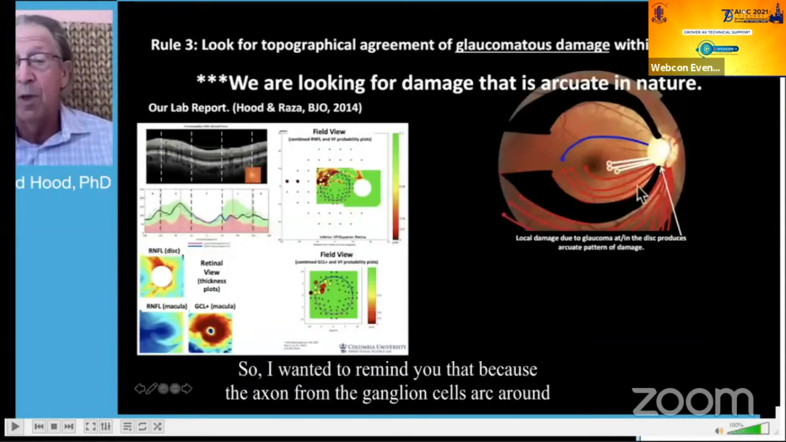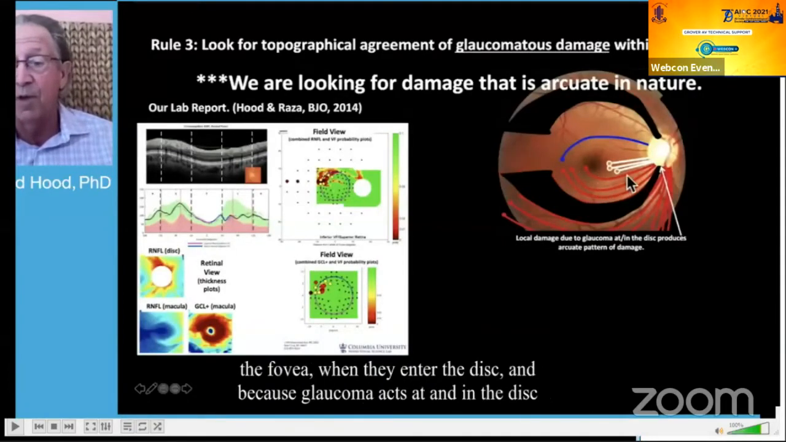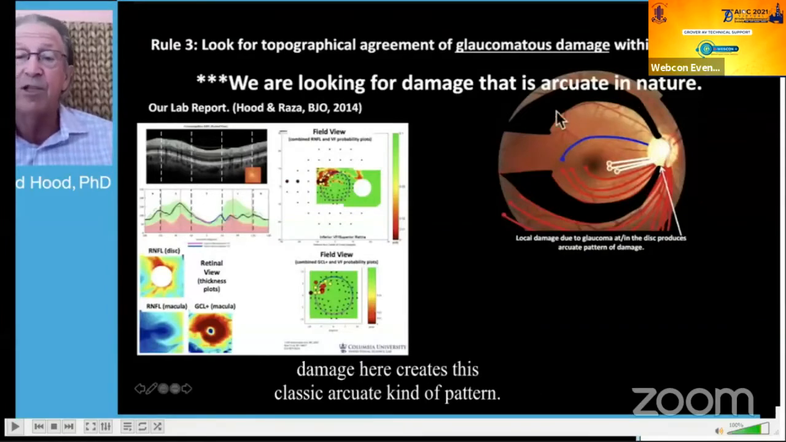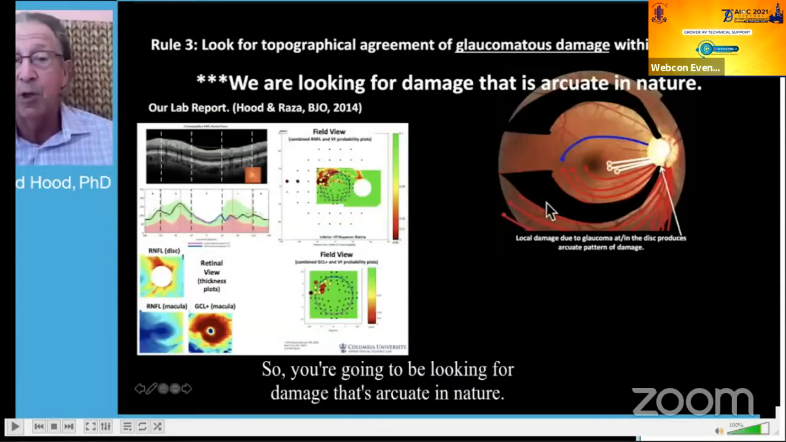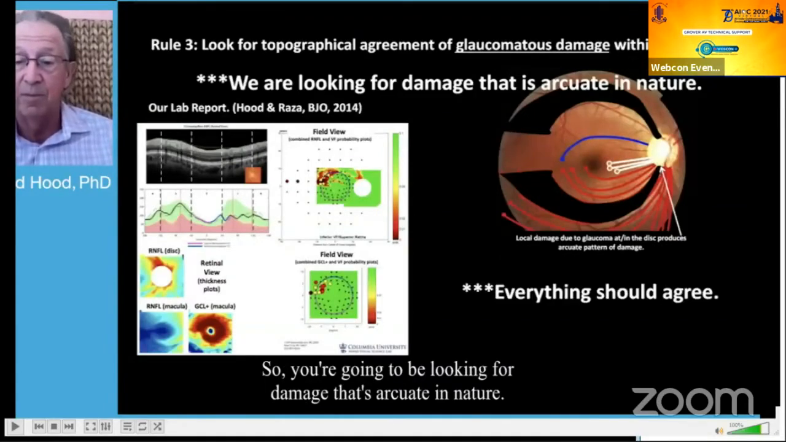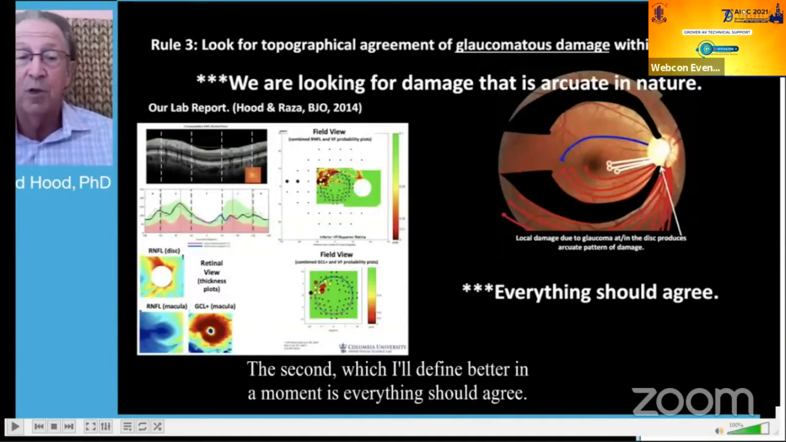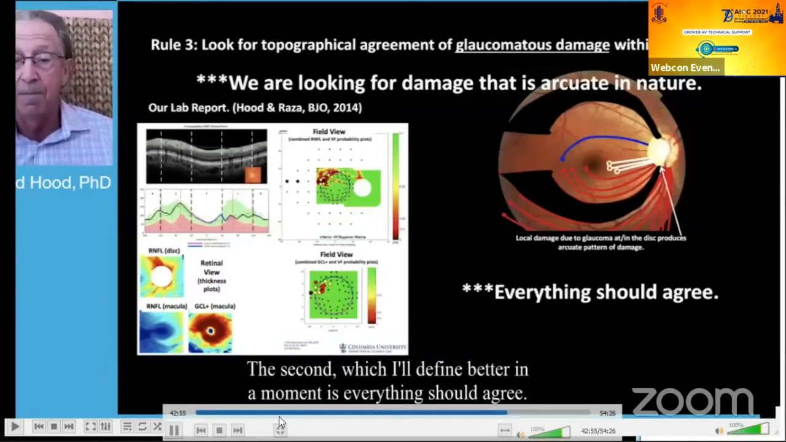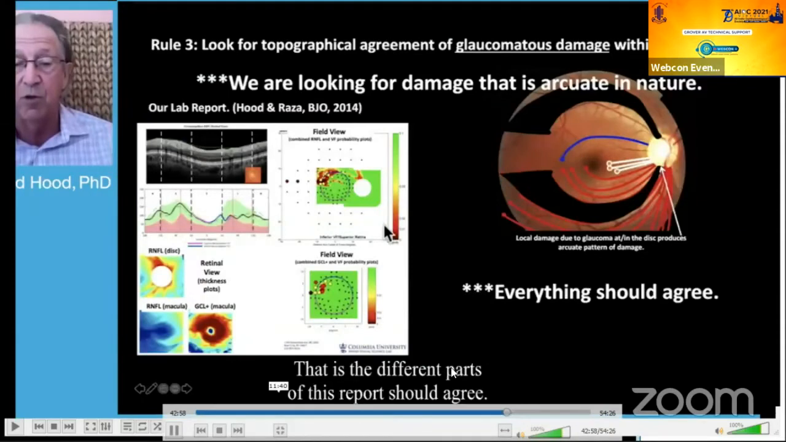So I want to remind you that because the axons from the ganglion cells arc around the fovea when they enter the disc, and because glaucoma acts at and in the disc, damage here creates this classic arcuate pattern. So you're going to be looking for damage that's arcuate in nature. The second, which I'll define better in a moment, is everything should agree. That is, the different parts of this report should agree.